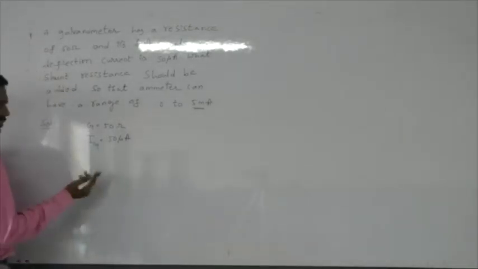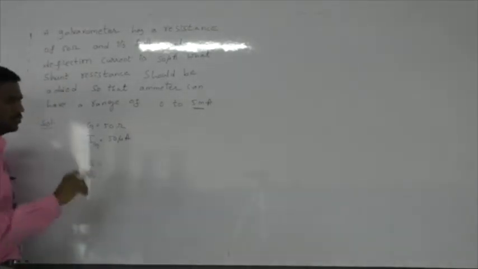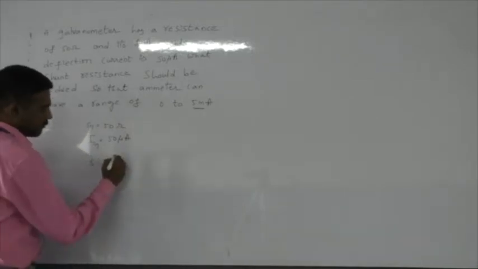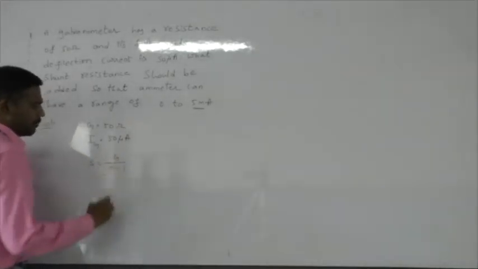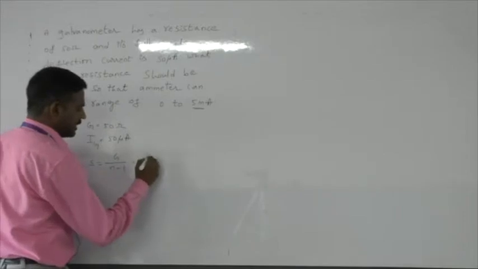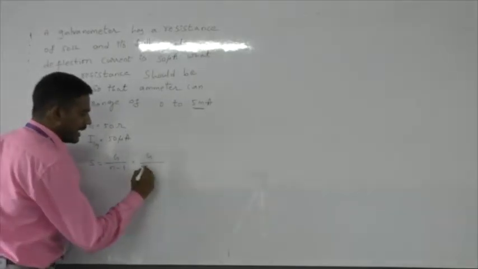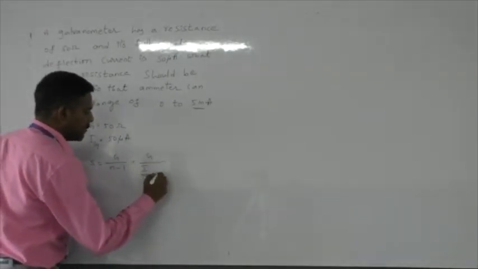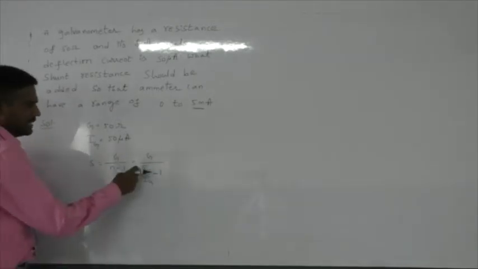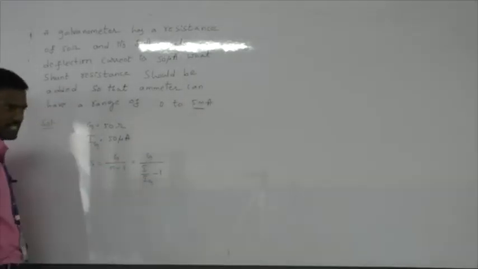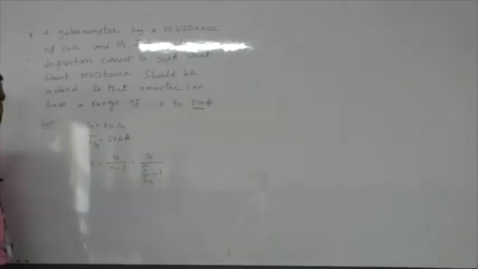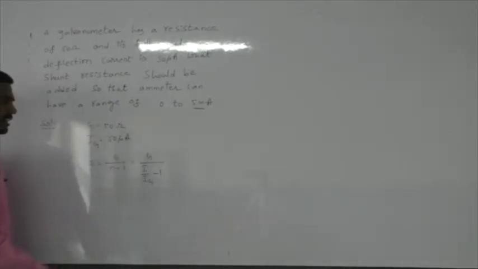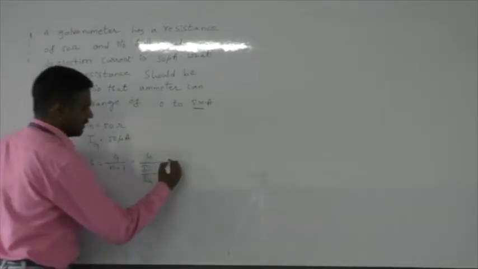Therefore, that problem we can do like this. What is the shunt resistance to be connected in the circuit? That is given by the formula G by N minus 1. And what is this N? N is I divided by Ig. So I is given as 5 milliamperes, Ig is mentioned as 50 microamperes, and capital G is already given with us. Simplification of this, that's all.